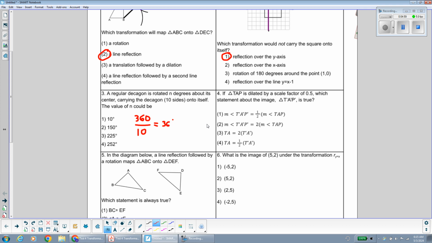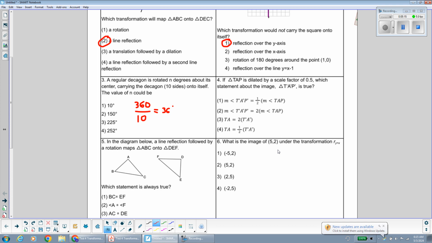So you do have to go through the list and see which of these is a multiple of 36. If you divide each of these by 36, only one of them will give you a whole number. You can see which one that is for yourself.